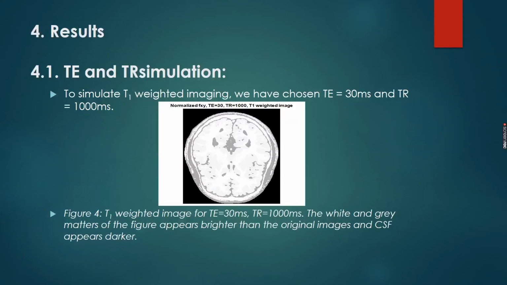Hello, I'm Çağatay and I'll be presenting our simulation results. We first start with TE and TR simulation. First, we have our T1 weighted imaging. We have chosen TE as 30 milliseconds and TR as 1 second. Here you can see our output. The white and gray matter of the figure appear brighter than in the original images we have given previously, and the CSF around the middle appears darker.